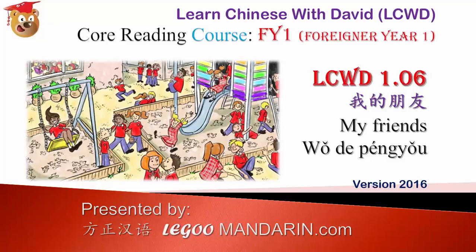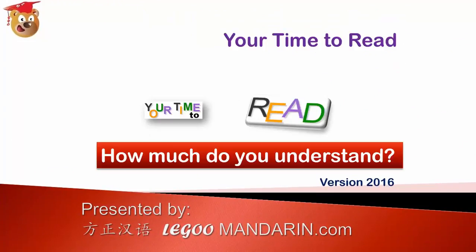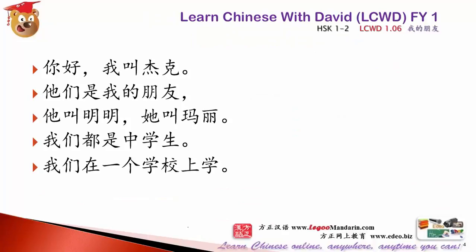我的朋友, my friends. Hope you see my friends, not my friend. Having more friends is good for you. This level is good for the beginner. Can you read? If you cannot, pause, then listen to me read. Don't panic. This is Chinese. No pinyin for you here. Pinyin is a walking stick. From the very beginning, I want you to walk by your own self.